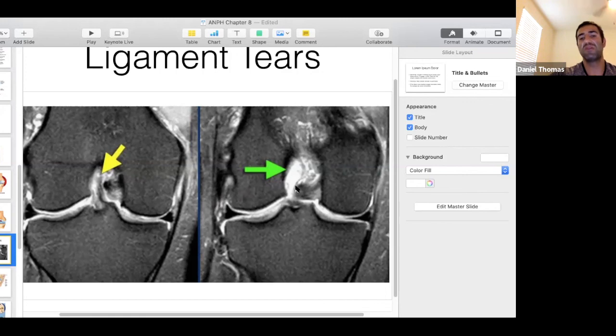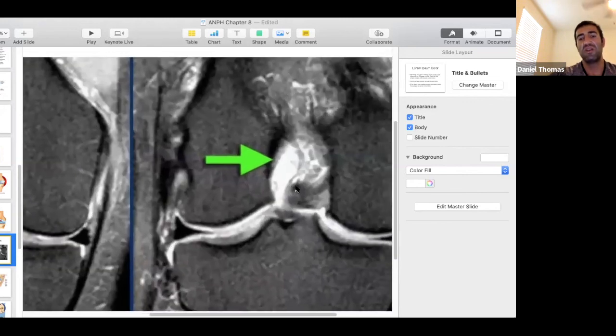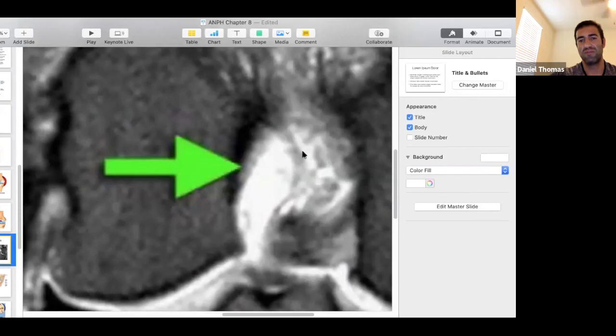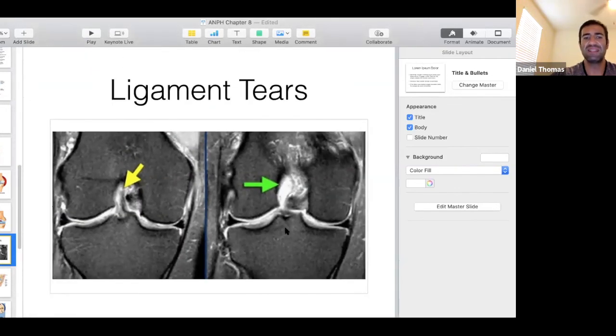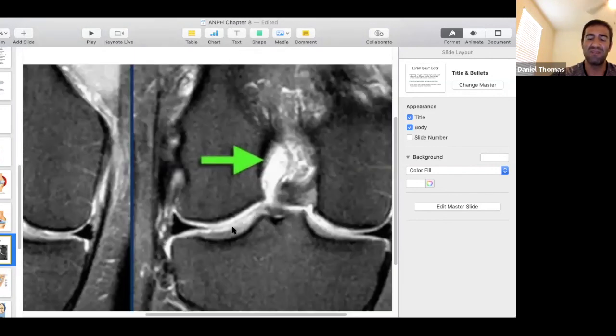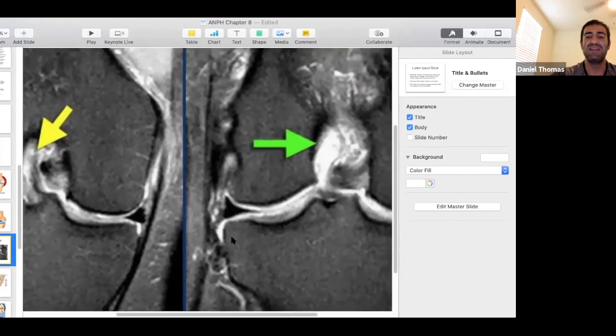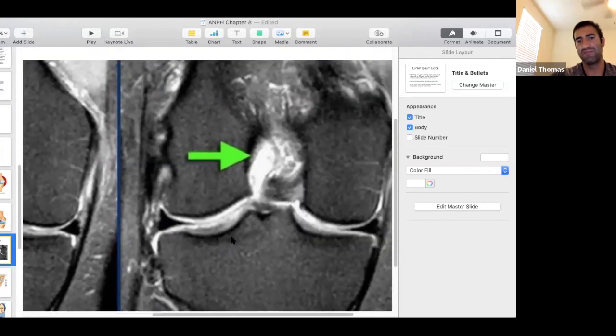Now this here is a pretty obvious tear, because if you zoom in, you can actually see that the fibers here are frayed. So this is evidence that the anterior cruciate ligament is torn. Also, you see here that this joint space is a bit amplified. You can see that there's a little bit of space here. We call the joint capsule a potential space.